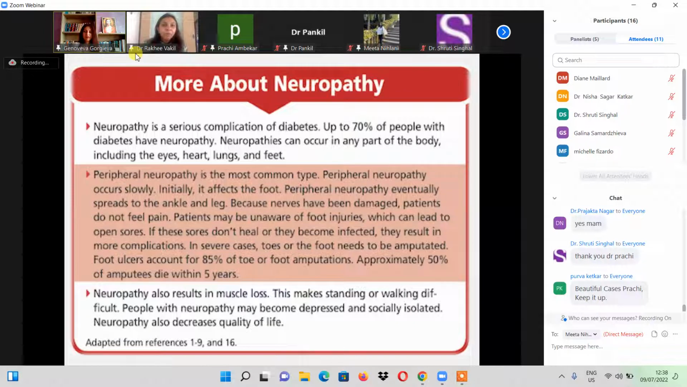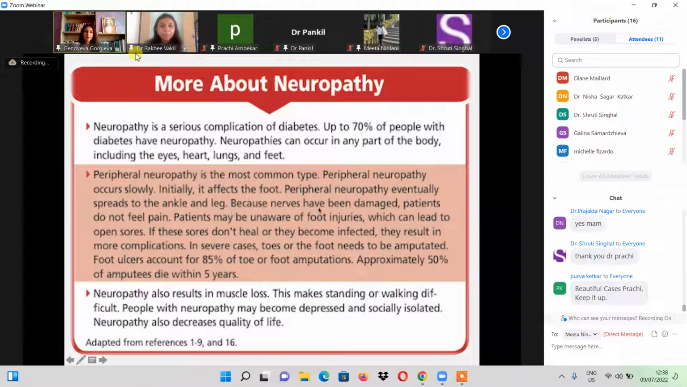More about neuropathy. Neuropathy is a serious complication of diabetes. Up to 70% of people with diabetes have neuropathy. Neuropathies can occur in any part of the body, including the eyes, heart, lungs, and feet. Peripheral neuropathy is the most common type. Peripheral neuropathy occurs very slowly. Initially, it affects the foot, eventually spreads to the ankle and leg.